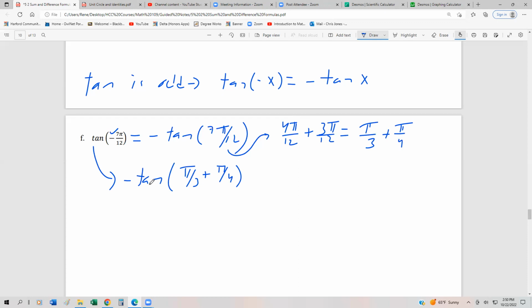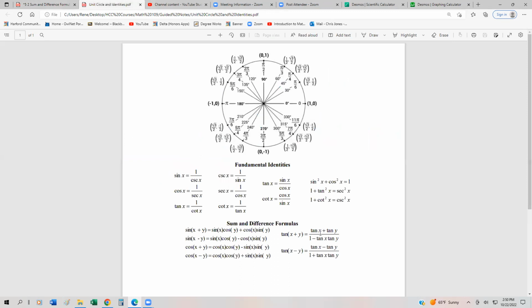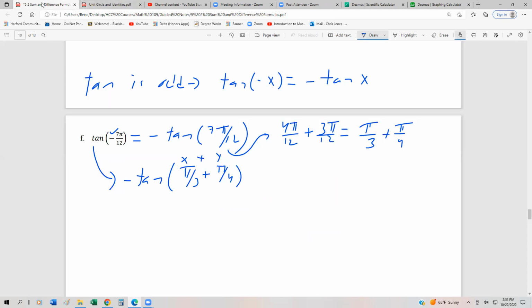All right. And then at this point, what we could do is look into our formula sheet and find tangent of x plus y, since it follows that pattern. And so our tangent of x plus y would be tan x plus tan y divided by 1 minus tan x tan y. All right, so let's go ahead and write this. And so this is now going to be the opposite of that statement.